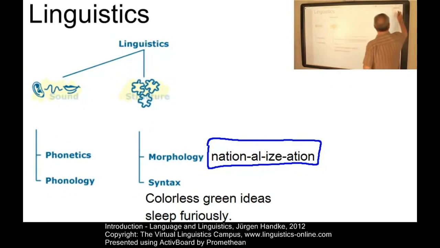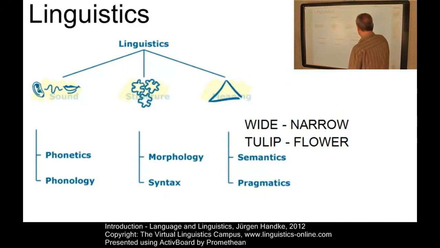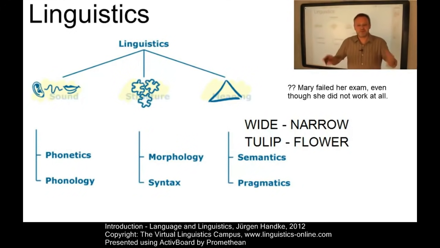Let's look at the next branch, the branch that deals with meaning. And here, of course, in this big branch, we could look at the meaning of words or sentences in the branch referred to as semantics. So interesting questions could on the one hand be, what is the relationship between items such as wide and narrow? It is certainly different from the relationship between the 2 items tulip and flower. Or we could ask about sentences such as, Mary failed her exam even though she didn't work at all.